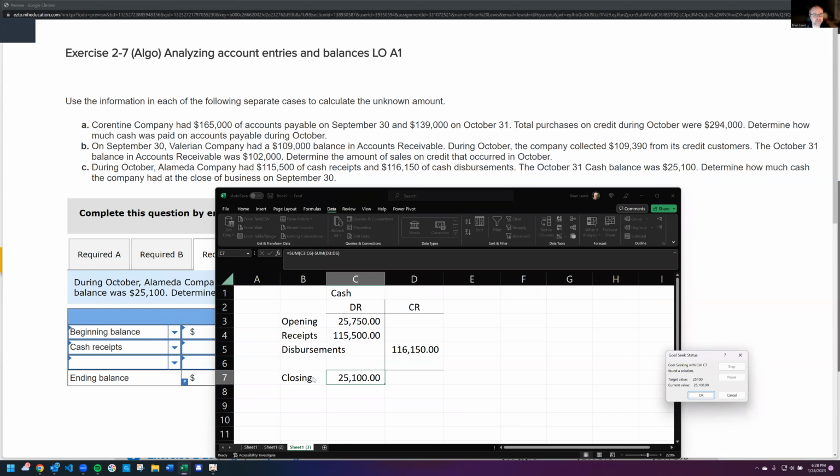25,750. So, basic T accounts, basic operations of beginning balance, ending balance, a debit or a credit. These are the types of questions you'll get. Once you get it set up for either an asset account or a liability account, then you'll be able to just work with the numbers and get the answer that you need. Backing into it, basically. Any questions on that?